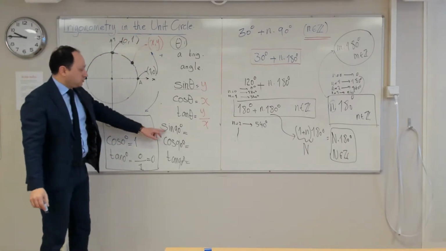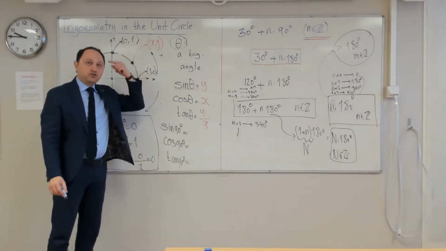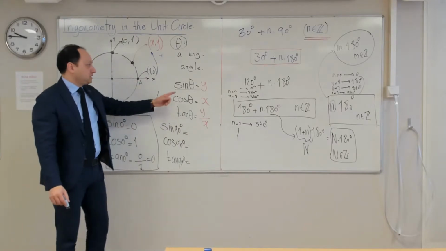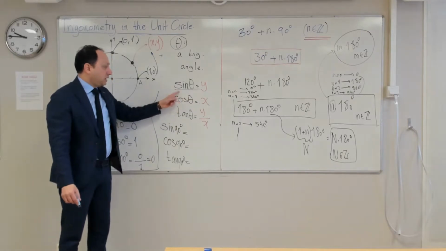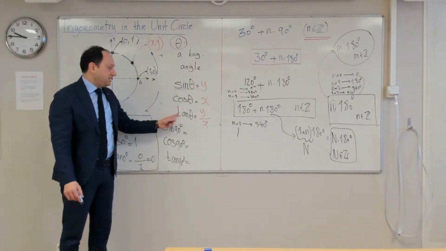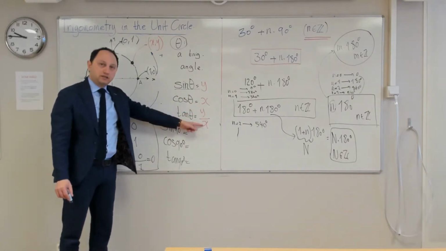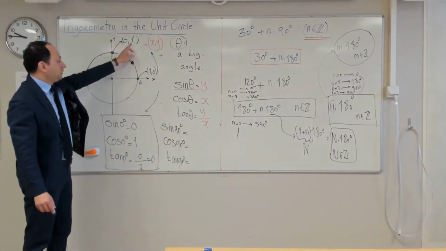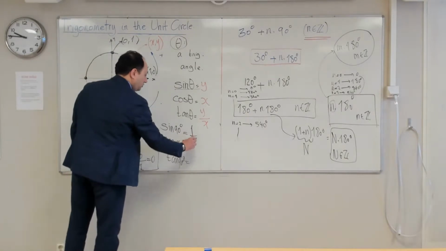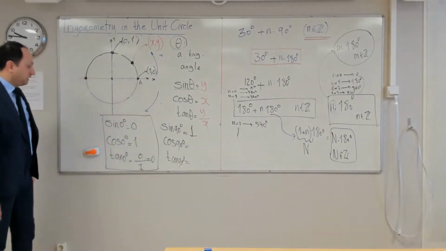Now, if I ask you to write something in front of sine, you need just to remember this in your memory. Sine is the y coordinate by definition. Cosine is the x coordinate. Tangent is the y coordinate divided by the x coordinate. So sine of 90 degrees is the y coordinate. It is simply 1. If you don't believe, you check with your calculator.